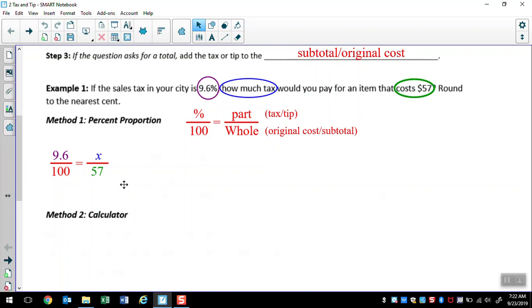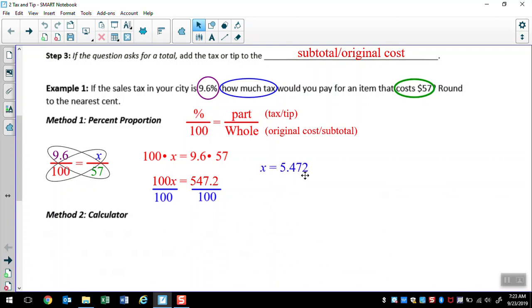All right, so just like before, when we want to solve a proportion, we multiply our diagonals. So I'm going to do 100 times x and then 9.6 times 57. Now we're just going to multiply those together. So 100 times x gives us 100x and 9.6 times 57 gives us 547.2. Our next step is then to divide. So I'm going to divide both sides by 100, and then we end up with x equals 5.472.